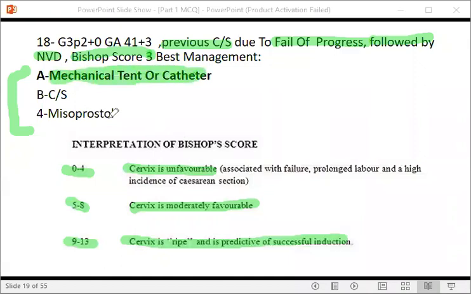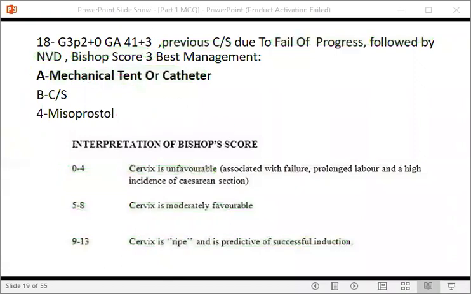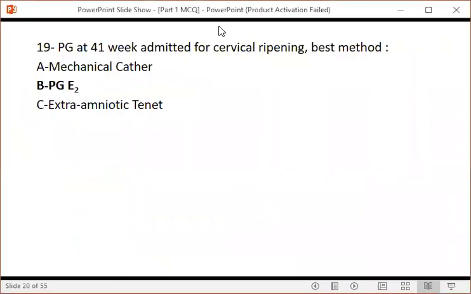CS, no, I wouldn't choose it, but it depends on the scenario. If the scenario mentioned any criteria to take the patient to cesarean section, I would take her. Misoprostol is an absolute contraindication, the most common wrong answer. So it is not recommended. Okay, let's go to the next.